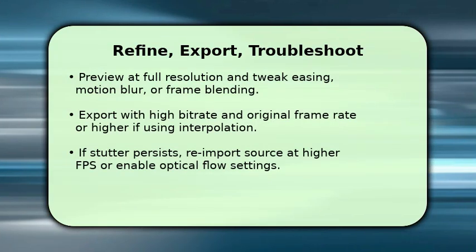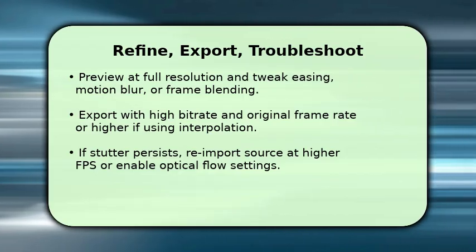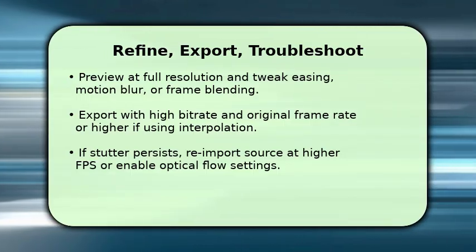Finish by refining and exporting. You should preview the slowed clip at full resolution, adjust easing curves, and add subtle motion blur to hide micro jitter. When satisfied, export using a high bitrate and choose the original frame rate or slightly higher if you used interpolation. That preserves smoothness and quality.